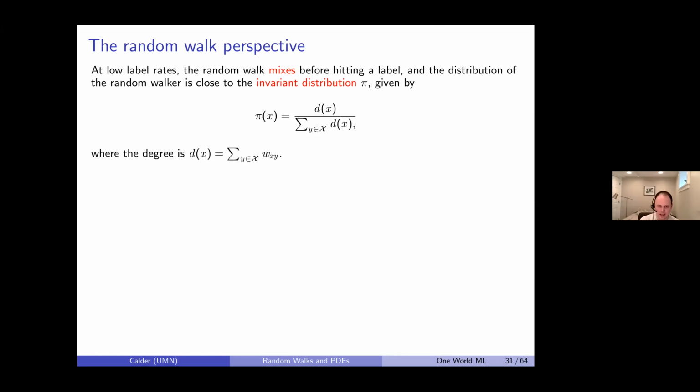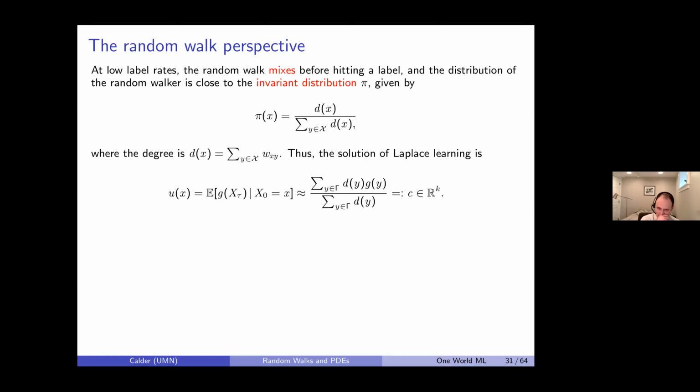And so essentially what you can say is that the solution to Laplace learning in this very low label rate regime becomes a constant precisely because you're averaging the labels against the invariant distribution of the random walk, which is independent of where you started, x. And it tells you that this should become a constant. And it also tells you what the constant is. It's the weighted average of the labels, weighted by the degrees of the labeled nodes.